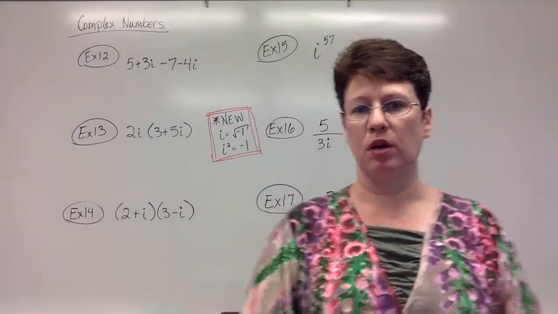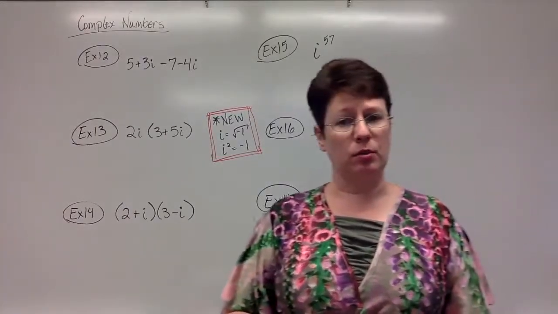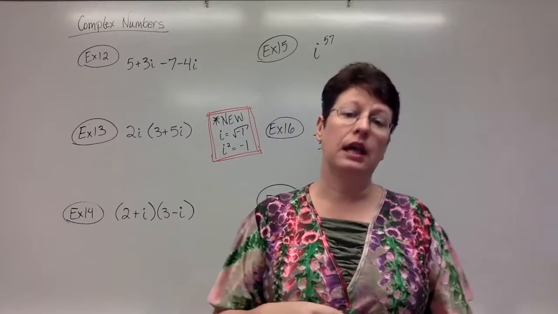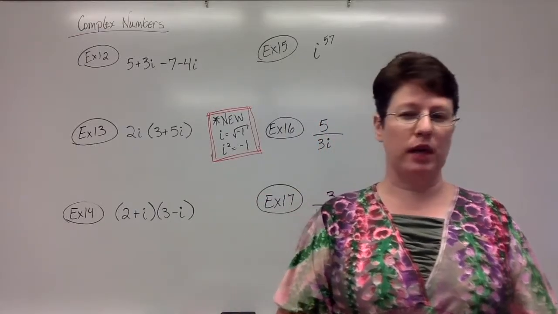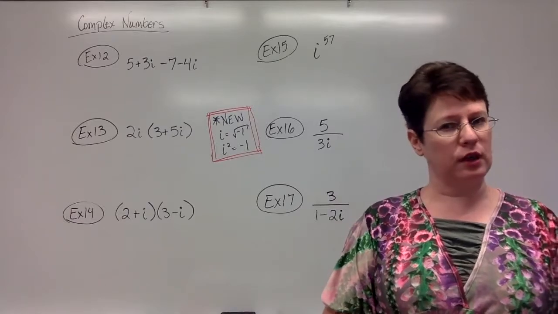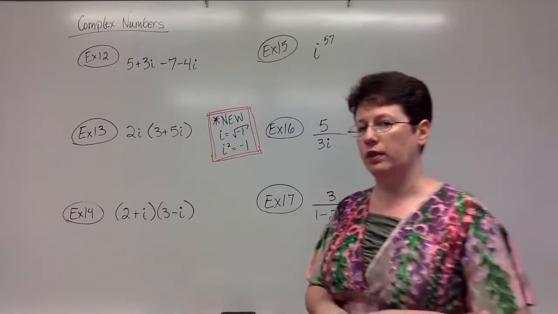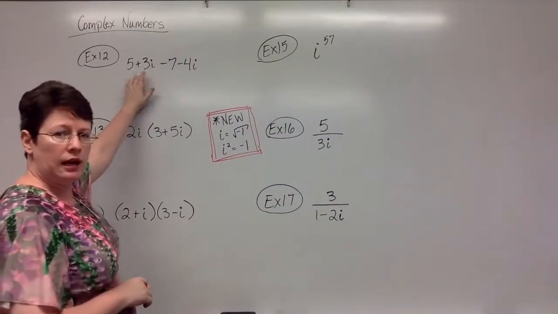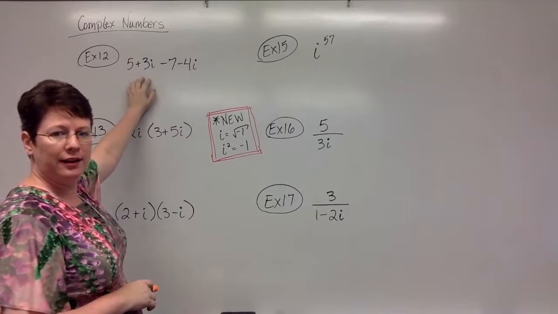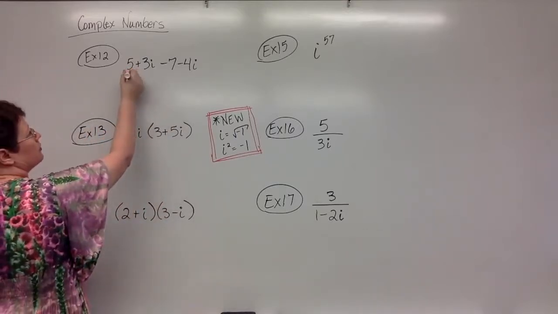Okay, example 12. The I can be treated just like a variable, sort of. It can be treated like a variable when we add or subtract and when we multiply. When we divide, we have to treat it like a radical. So let's look at some simple problems just so we understand what the I does. So in example 12, what am I doing? Adding, subtracting, multiplying, or dividing? Yeah, we're adding and subtracting. So we treat it like a variable.